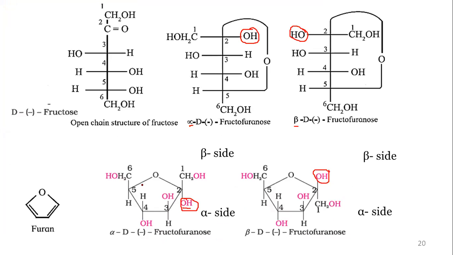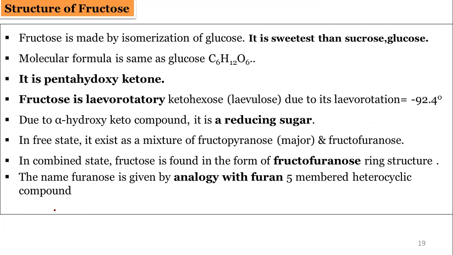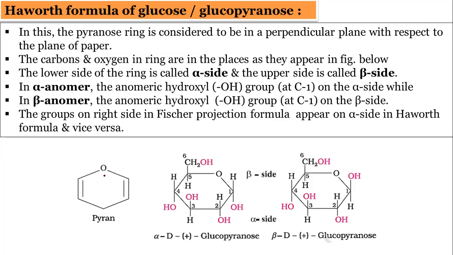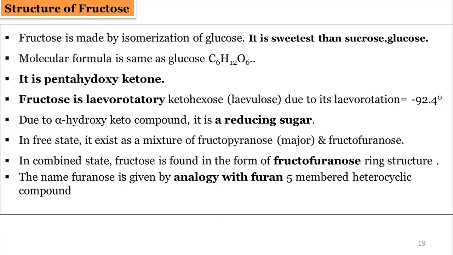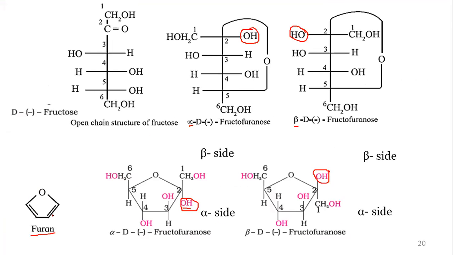And the cyclic structure of fructose is related to this furan. Furan is again a heterocyclic compound, which is a 5-membered ring, and pyran is a 6-membered ring. Everything else is the same. There is oxygen here and oxygen here too. Here there is oxygen, but this ring is a 6-membered ring, and the furan ring is a 5-membered ring, and the structure of fructose is also 5-membered. We can see it is also 5-membered.